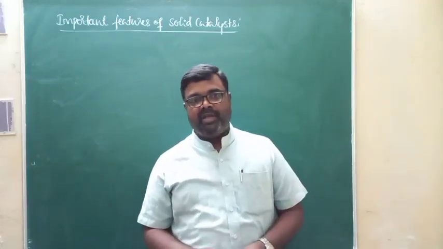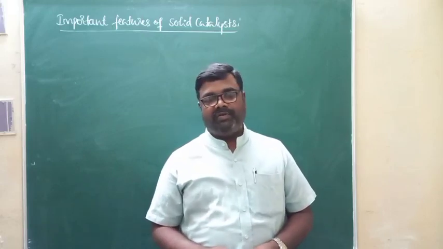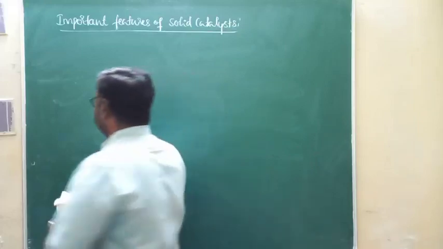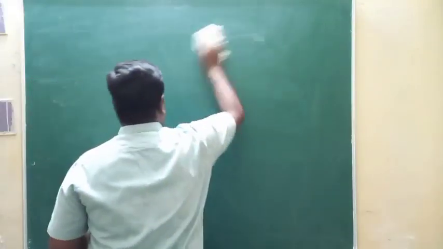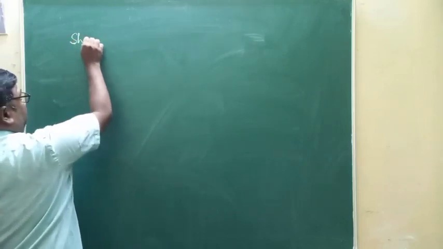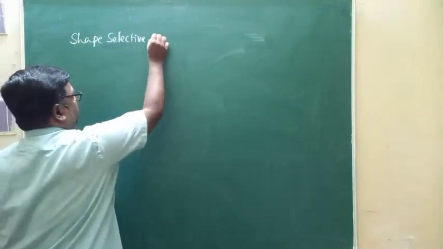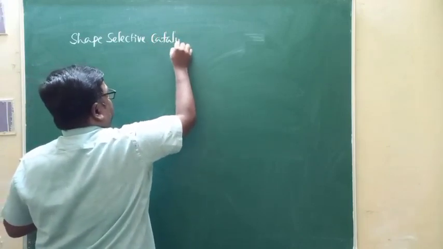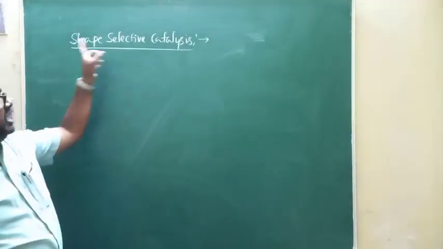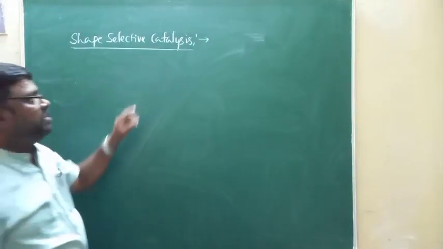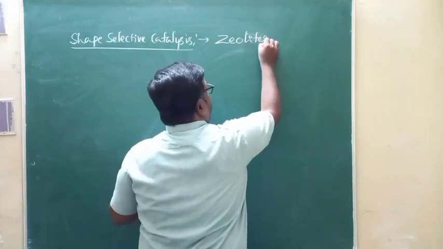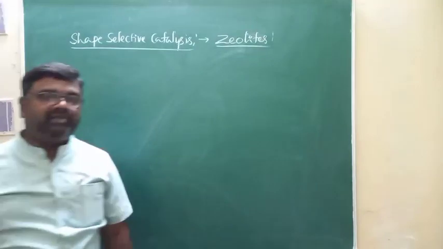Now at this moment, we'll go to one more important topic, what we call shape selective catalyst. We'll see that shape selective catalysis. That is the next discussion as far as the topic catalysis is concerned. Look at this, a shape selective catalyst. Shape selective catalysis. And especially as far as shape selective catalysis is concerned, generally we make use of zeolites. We make use of zeolites as shape selective catalyst.